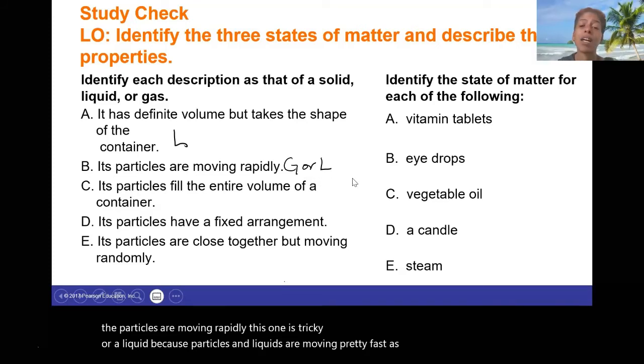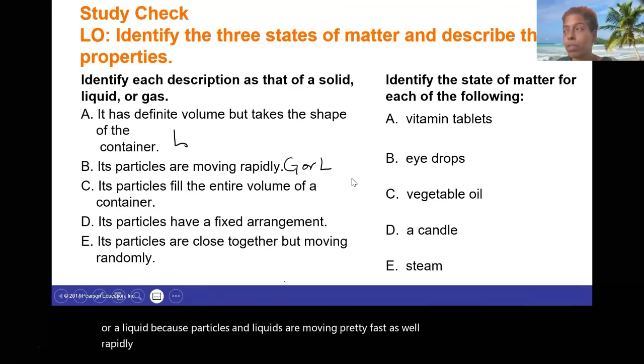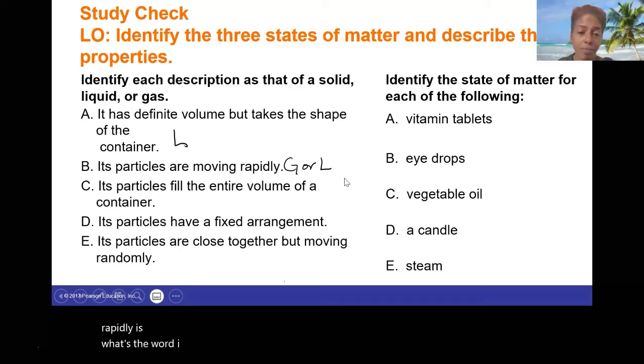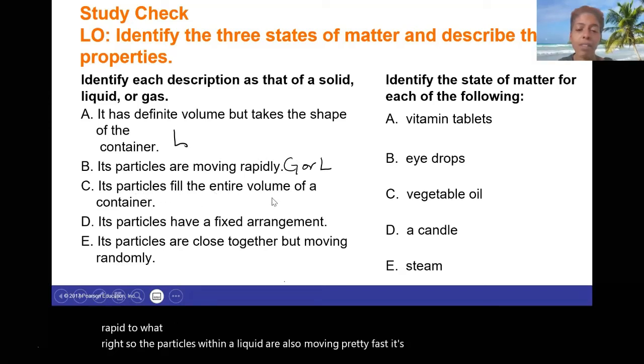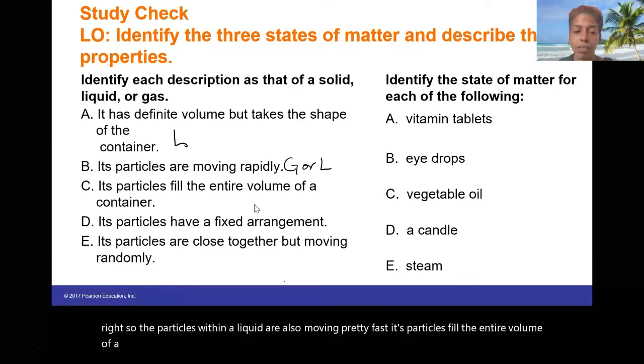Rapidly is, what's the word I want to say? Is relative. Rapid to what? Right, so the particles within a liquid are also moving pretty fast. Its particles fill the entire volume of a container. That's going to be a gas.